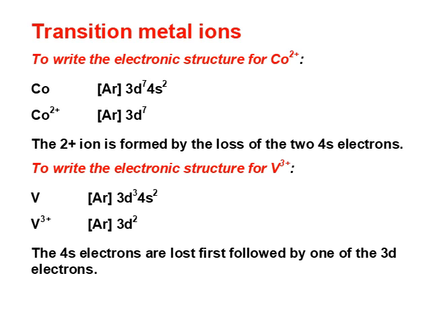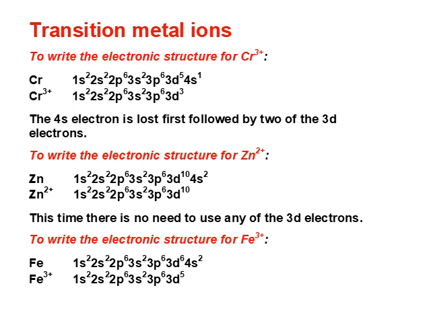Similarly, if we write the electronic configuration of V3+, the vanadium 3+ ion, the ground state configuration of vanadium is argon 3d3 4s2. In the 3+ state, argon 3d2, the 4s electrons are lost first, followed by one of the 3d electrons. To write the electronic structure of Cr3+, suppose you have to write the structure of chromium 3+. The ground state configuration of chromium is 1s2 2s2 2p6 3s2 3p6 3d5 4s1. But when you write chromium 3+, the 4s electron will be lost first, followed by two of the 3d electrons. That is why the configuration is 1s2 2s2 2p6 3s2 3p6 3d3.